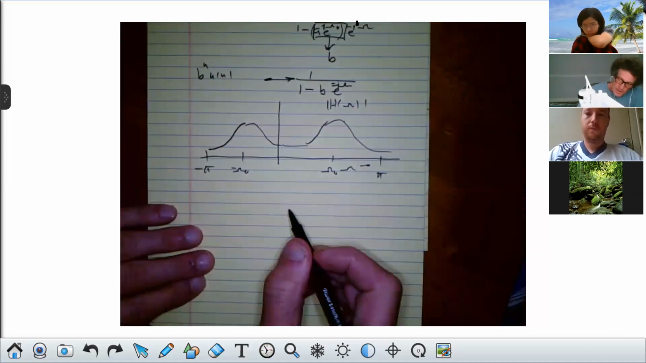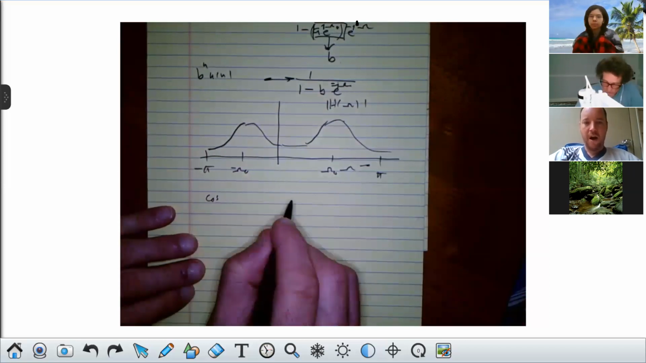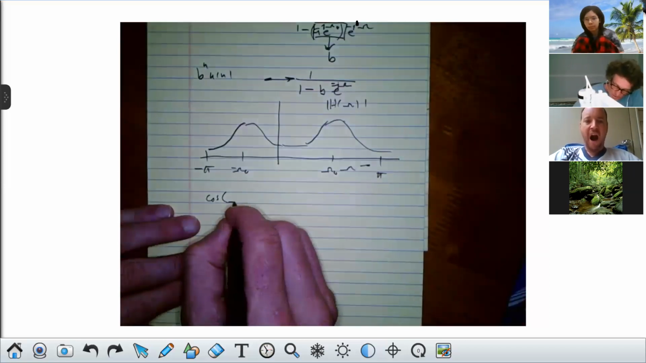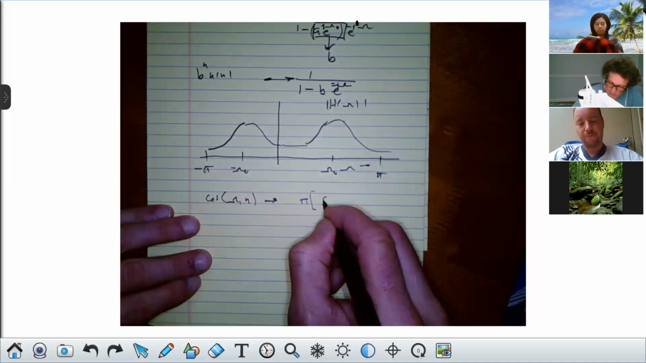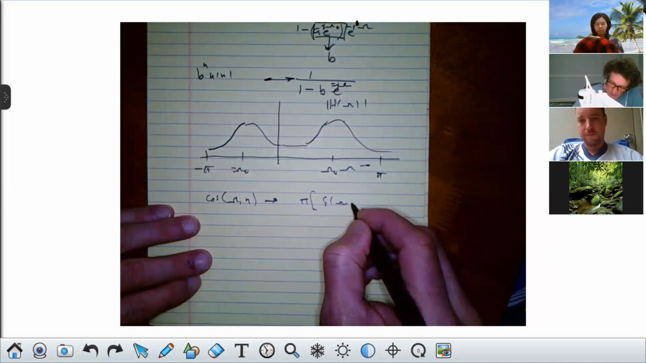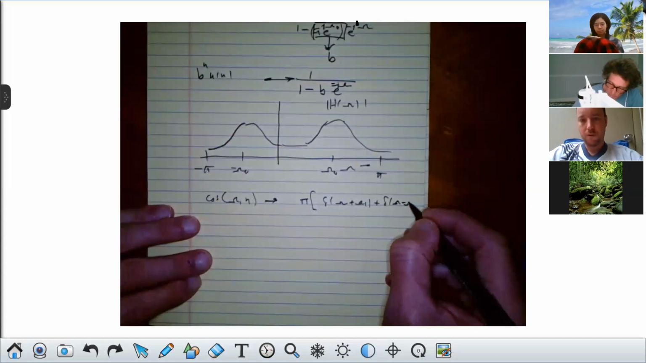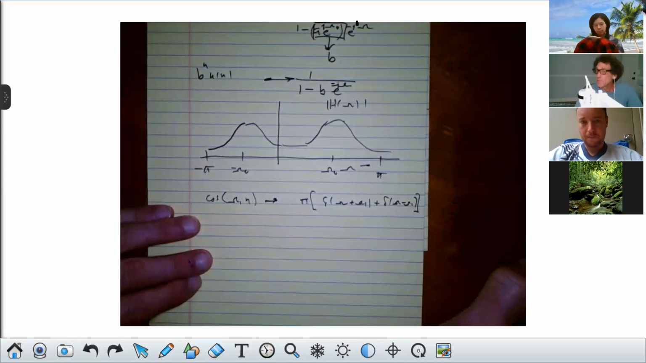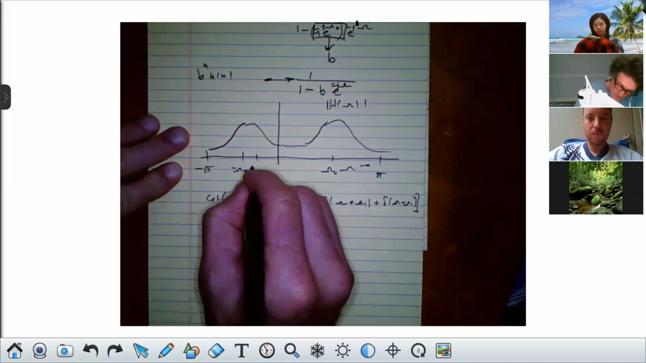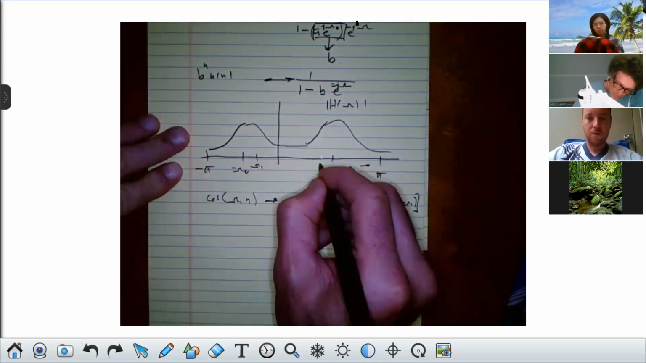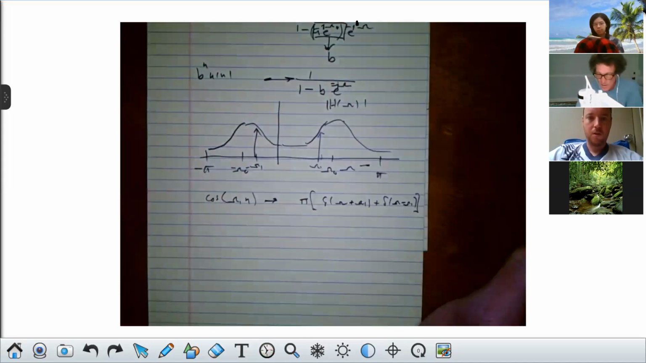Now, what happens when we take the transform of the cosine of, and I'm calling that omega naught, let's call this omega 1 n. Well, that's going to be just pi times delta of omega plus omega 1 plus delta of omega minus omega 1, right? Correct? Now, what does that look like? Well, wherever omega 1 is, suppose it's there, and suppose it's here. That would be minus.